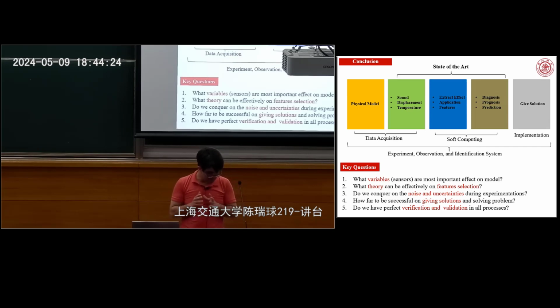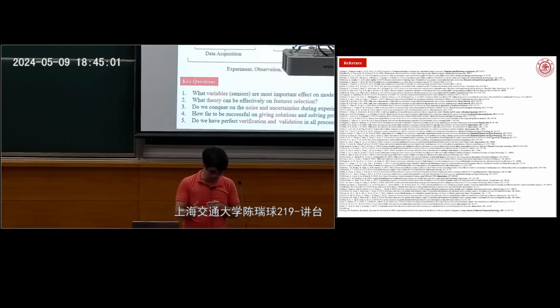So, there are some key questions, in my view. Which variables are important for your system? After that, what theory is suitable for data mining or feature selection? The next one, do you know what the noise and uncertainties are in your systems? After that, you have to create solutions for your systems. And finally, you have to verify your signal. Your signal is the best reference to know whether you have the solutions or not.